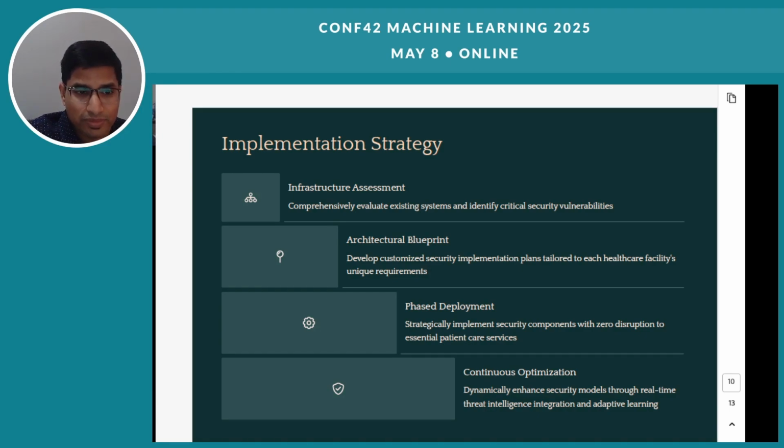And the third is phased deployment. So implementing security components strategically in phases ensures zero disruption to essential patient care services. And also the phased deployment makes sure that, along with the audit trail, we find out the weaknesses and strengths of our system. So by phasing out deployment in different layers, we can analyze the system pretty early and fix it.